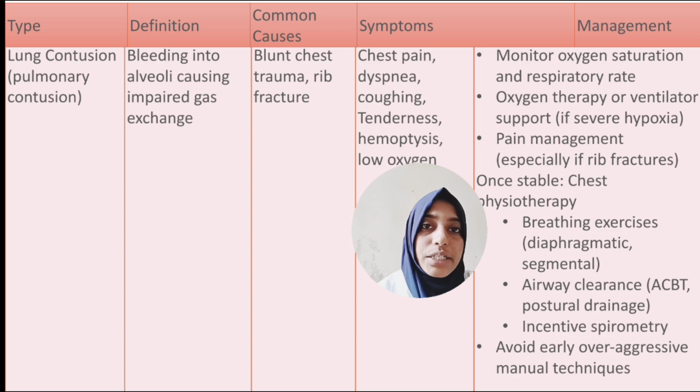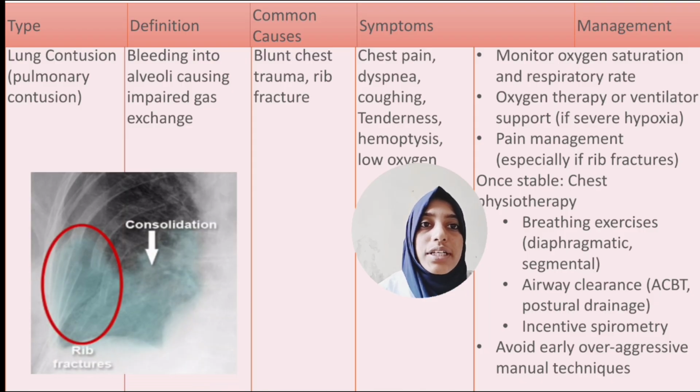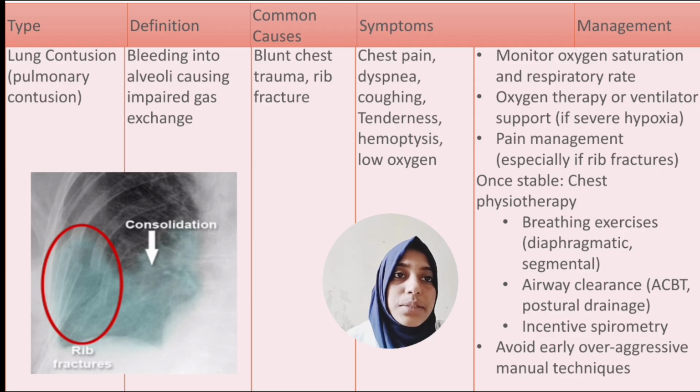Then lung contusion. Lung contusion is also called pulmonary contusion. It is bleeding into the alveoli that causes impaired gas exchange. This is showing an x-ray. The common cause is blunt chest trauma or rib fracture. This is showing the rib fracture that is causing lung contusion. Symptoms are chest pain, dyspnea, coughing, tenderness, hemoptysis, and low oxygen.